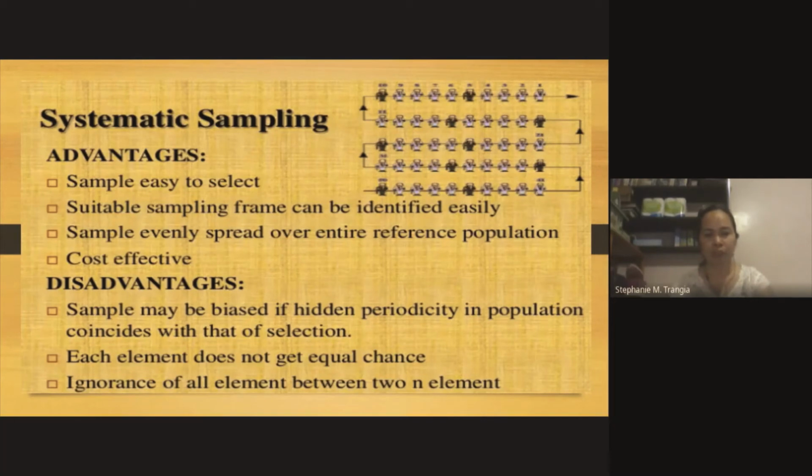The disadvantage is that the sample may be biased if a hidden periodicity in the population coincides with that of the selection. What is hidden periodicity? For example, I is equal to 3 and N is equal to 12. The problem is, for example with fruit trees, what if every third tree is a mango tree? Then your sample might have all mango trees, and what about durian or langka trees? That is what we call hidden periodicity. What if every third person is a male? What if every third person in your list is a low-income person? That's the problem with hidden periodicity.